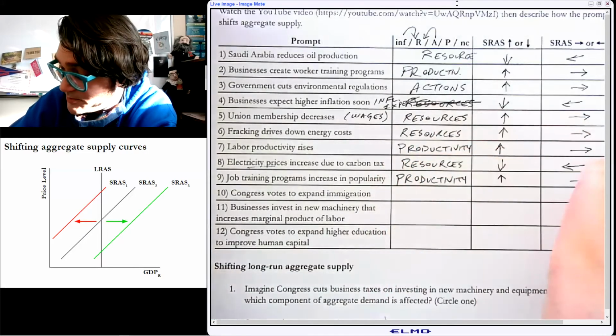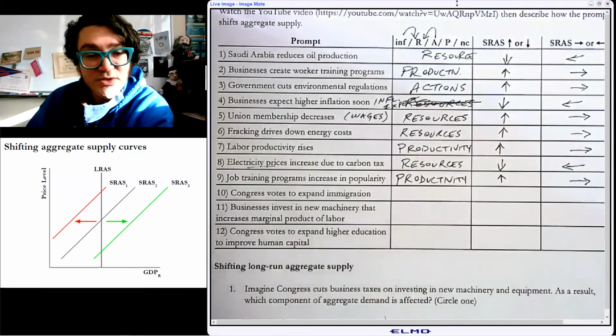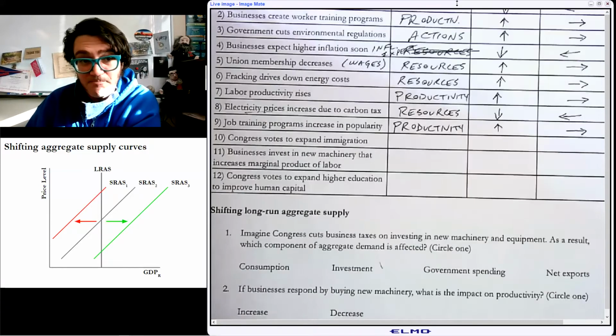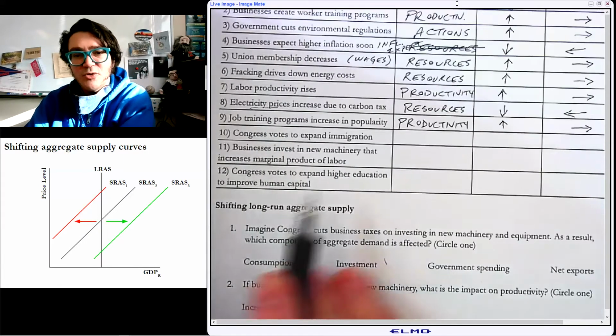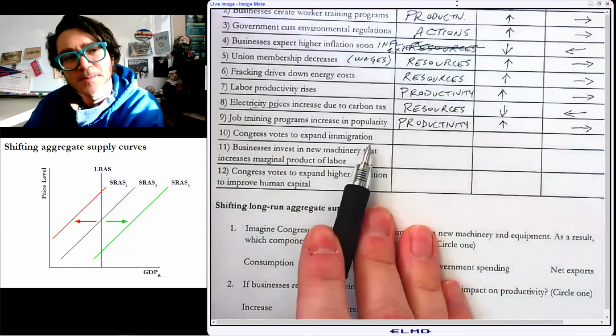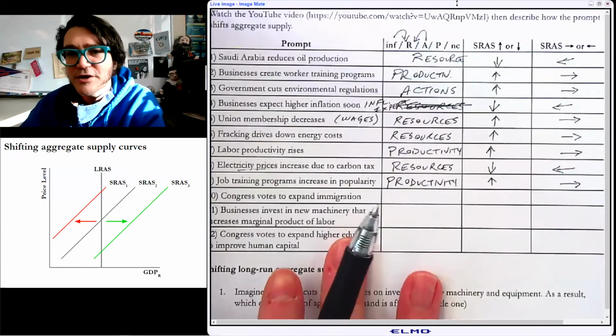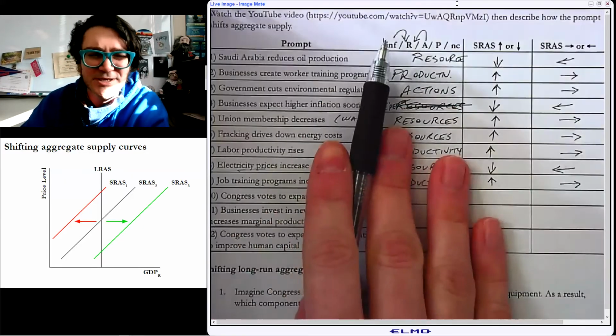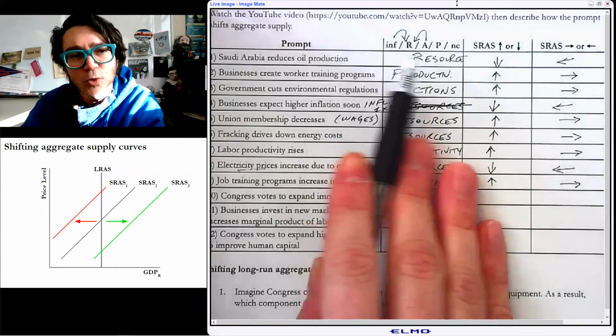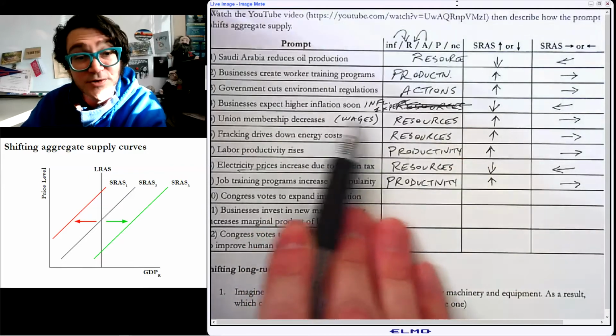And so we'd say it goes up and shifts to the right. Congress votes to expand immigration. Now, this one's tricky, really tricky. Think about if you have more workers, more immigrants, and you're thinking about all of these things up here. Inflation expectations, nah, not really. But workers, well, we already established workers and wages.